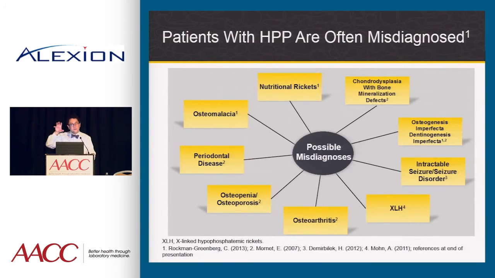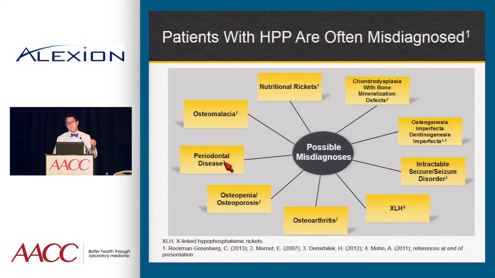So here are some of the other diseases that fall within the realm of HPP. We have this whole large category of osteomalacia, which includes nutritional rickets and vitamin D deficient rickets, but you're going to treat these patients differently. Osteogenesis imperfecta, intractable seizures. Obviously, if you don't make the diagnosis of HPP, you're never going to treat this patient. I don't care what fancy new anti-seizure medicine you have. If there's not enough vitamin B6 intracellularly, you're never going to be able to stop the seizures. X-linked hypophosphatemic rickets, osteoarthritis, and then overall osteopenia, osteoporosis, and finally periodontal disease.